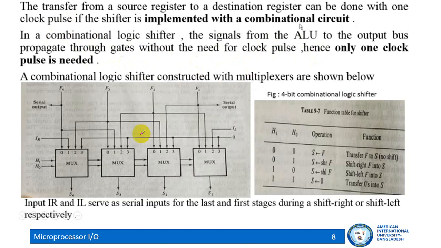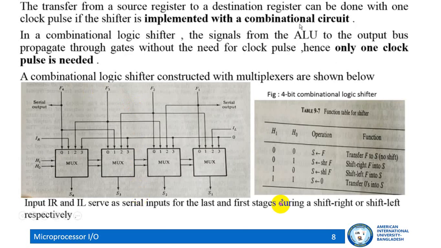Look at over here. In this case, there are 4 multiplexers: 1, 2, 3, 4. Every multiplexer is for a single bit, so it is a 4-bit shifter, with bits F1, F2, F3 and F4. If you want to design a shifter for 8 bits, then there will be 8 multiplexers. So this is a 4-bit shifter. Now, how do you shift the result? Let's say this is the result, F1 to F4, the 4-bit result from your ALU operation, and you want to shift this result to the output bus.